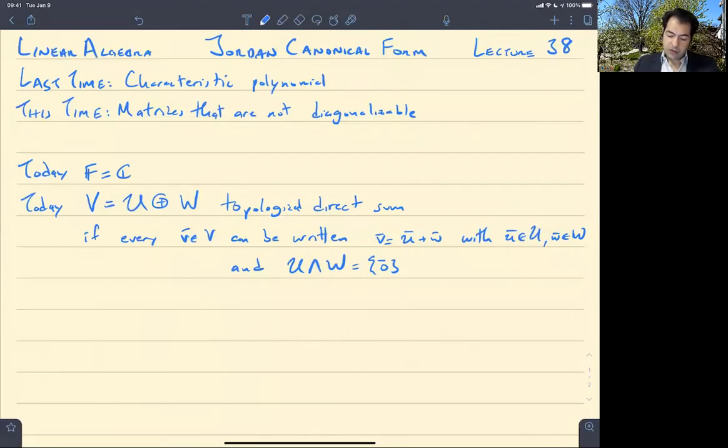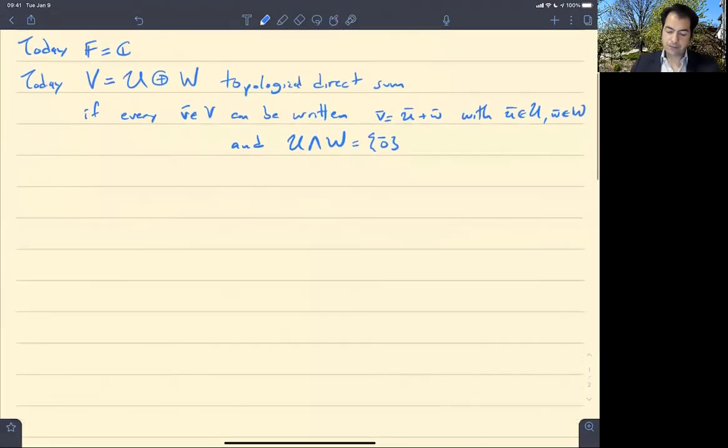All right, so matrices that are not diagonalizable. I want to revisit when a matrix is diagonalizable in terms now of the algebraic multiplicity. I want to use that to somehow figure out if a matrix is diagonalizable, and if not, then what fails and what can you do? What's the next best thing?